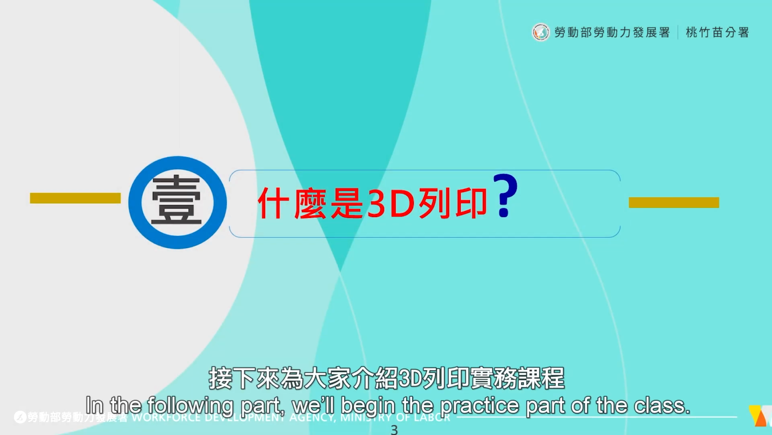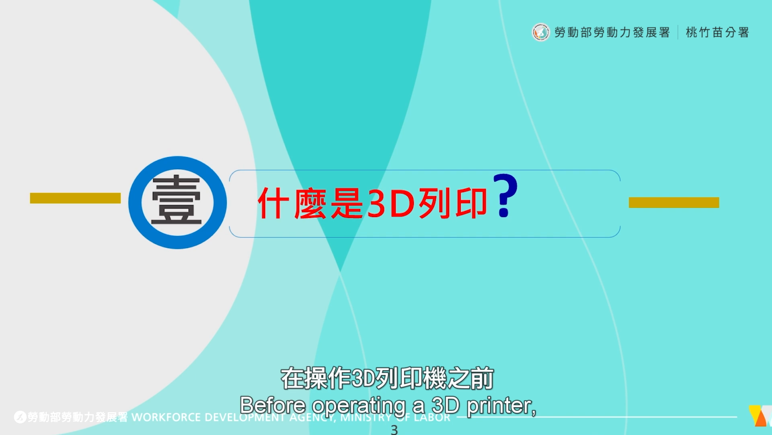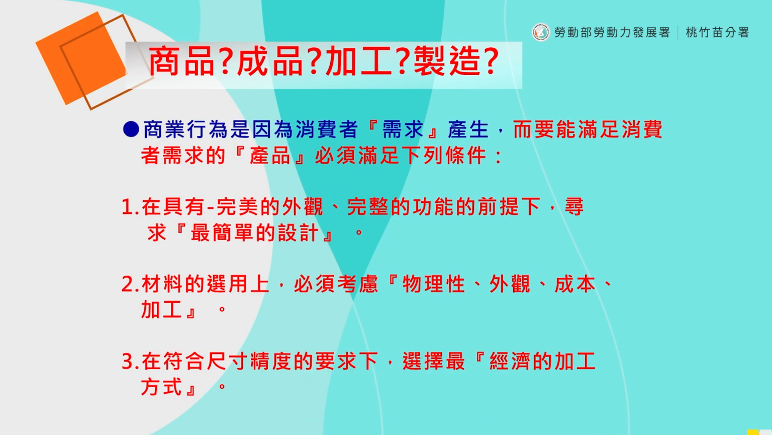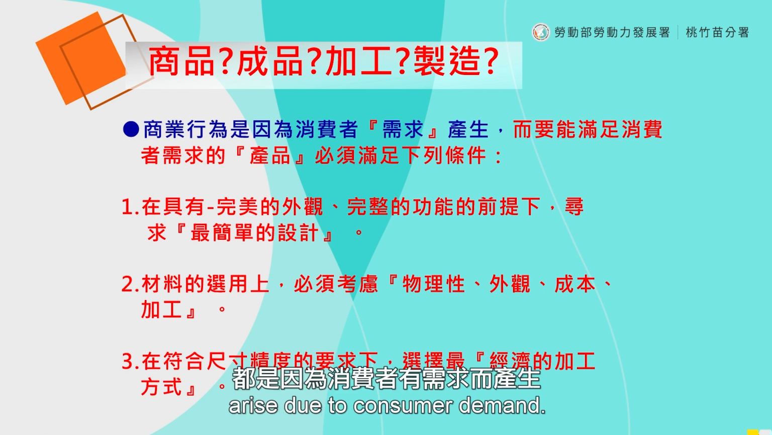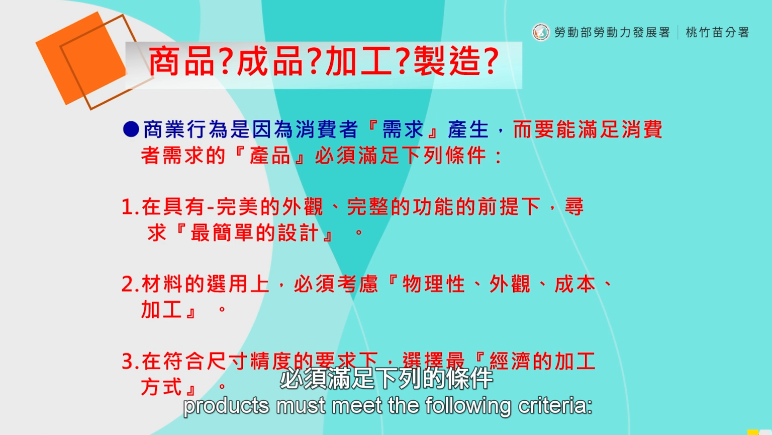In the following part, we will begin the practical part of the class. Before operating a 3D printer, let's first discuss what a 3D printer is. Business operation arises due to consumer demand to meet consumer needs. Products must be meeting the following criteria.